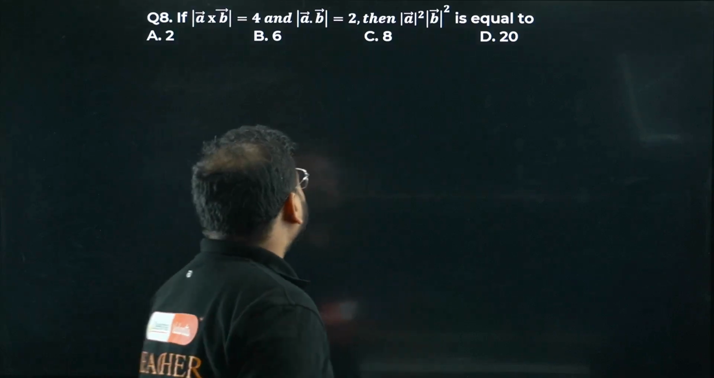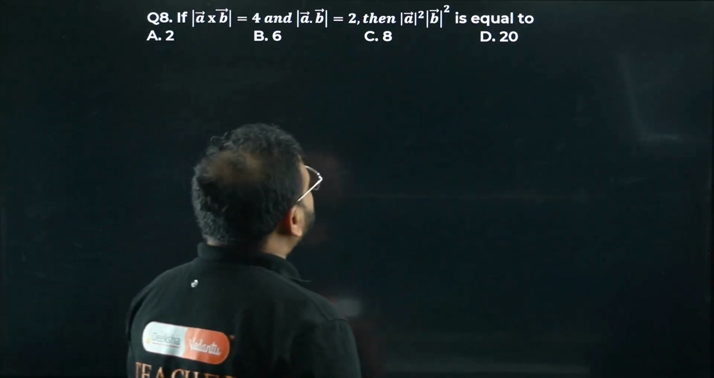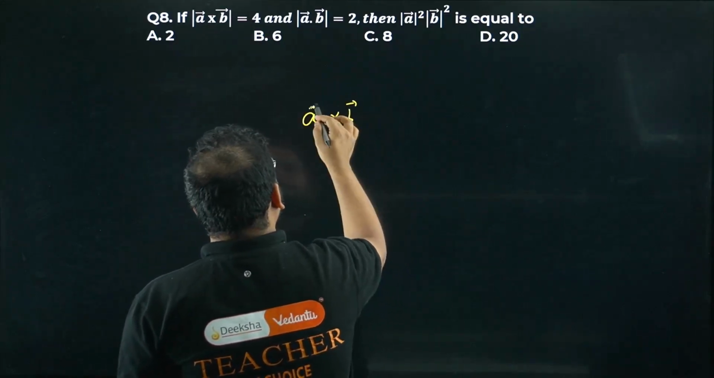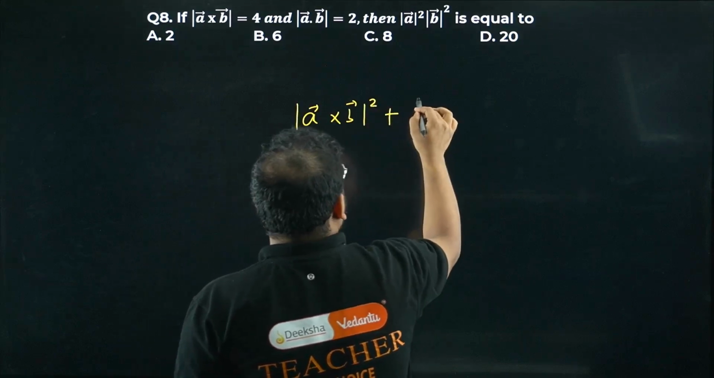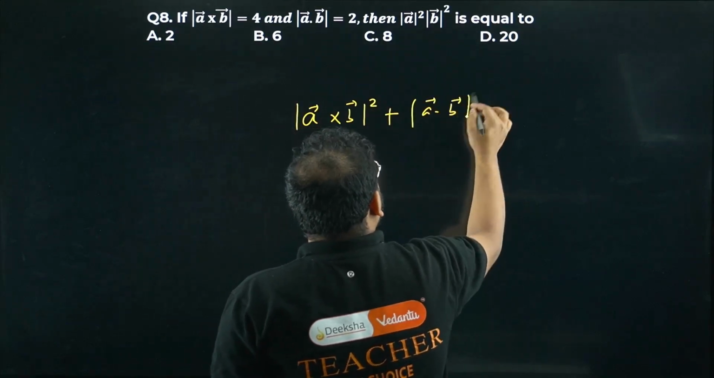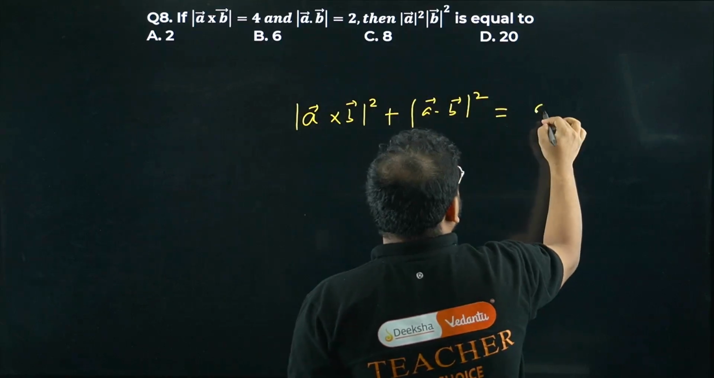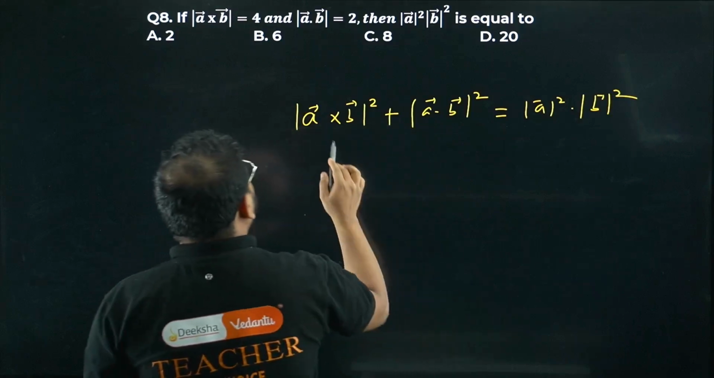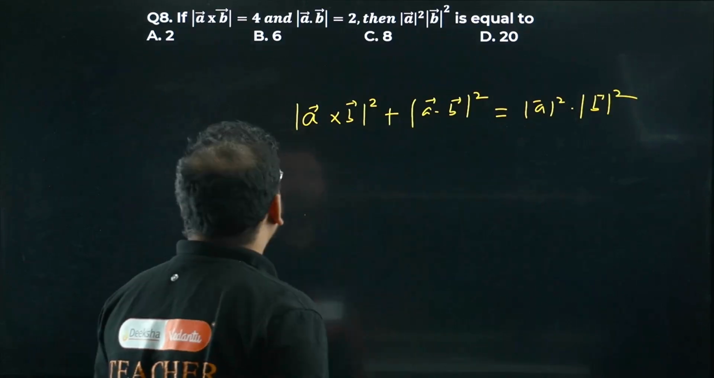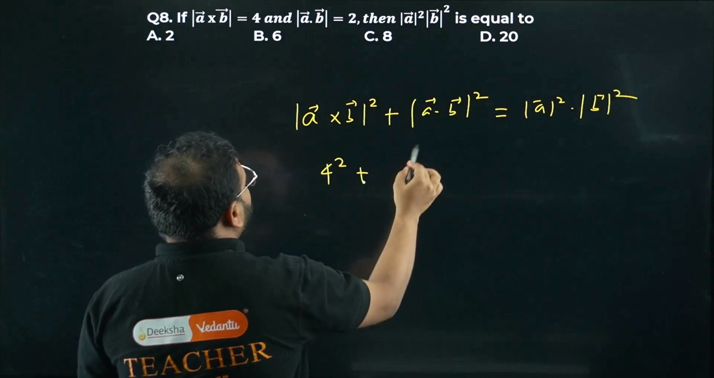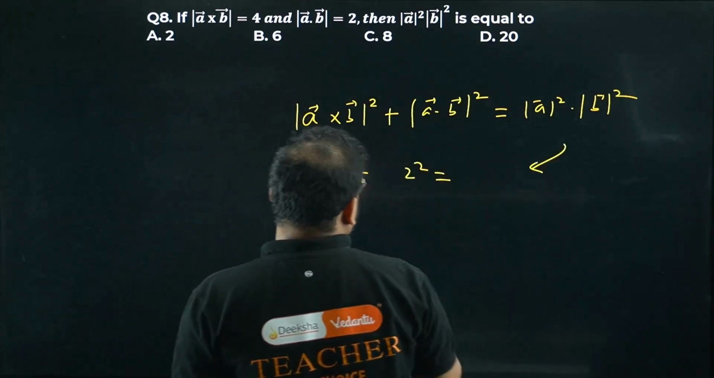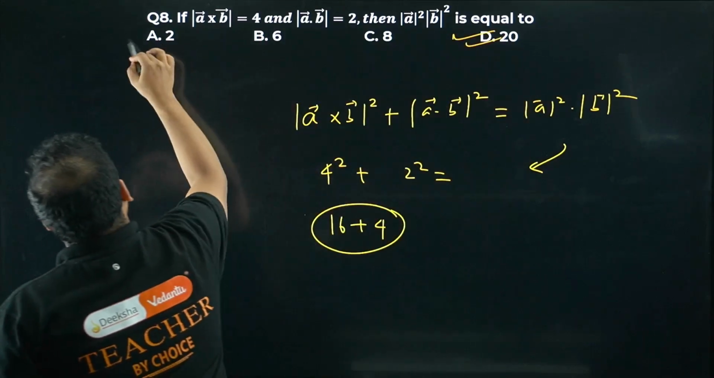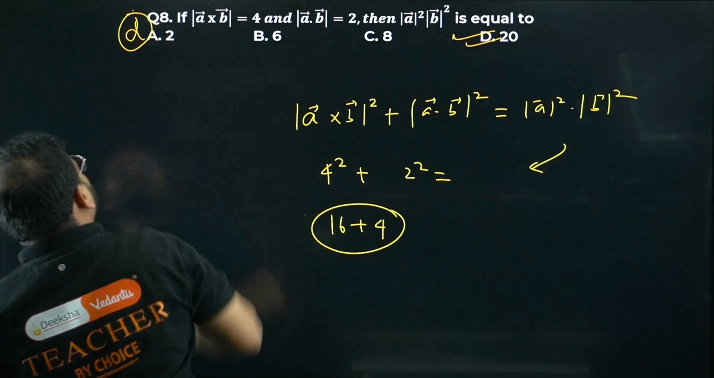If A cross B equals 4, A dot B equals 2, find the value of the property we had right now. A cross B, the whole square, plus A dot B, the whole square, equals A square B square. What do I get now? It will become 4 square, and 2 square, right? This will be as it is. What I get now, 16 plus 4. How much is that? 20. Option is D. Simple question.